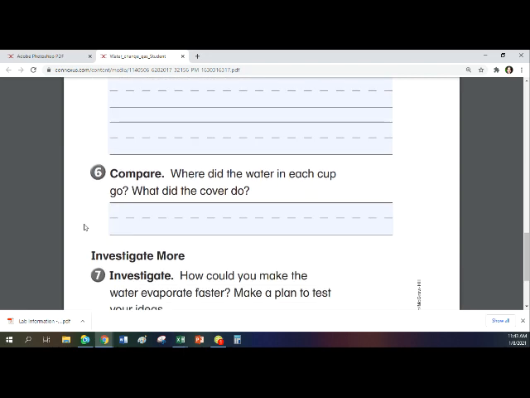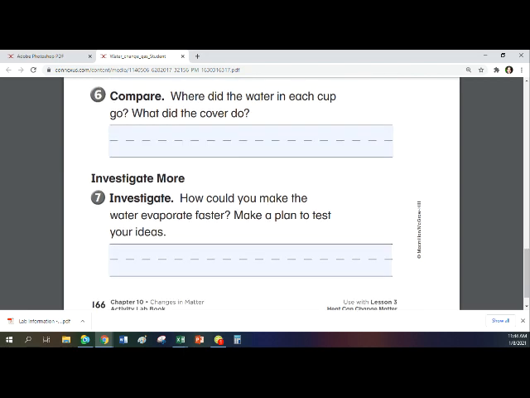Number 6 says compare. Where did the water in each cup go? What did the cover do? So you're going to have to think about what you've learned throughout this unit about evaporation and about the water cycle. And you're going to have to write where you think the water went and what the cover did, how that changed things.